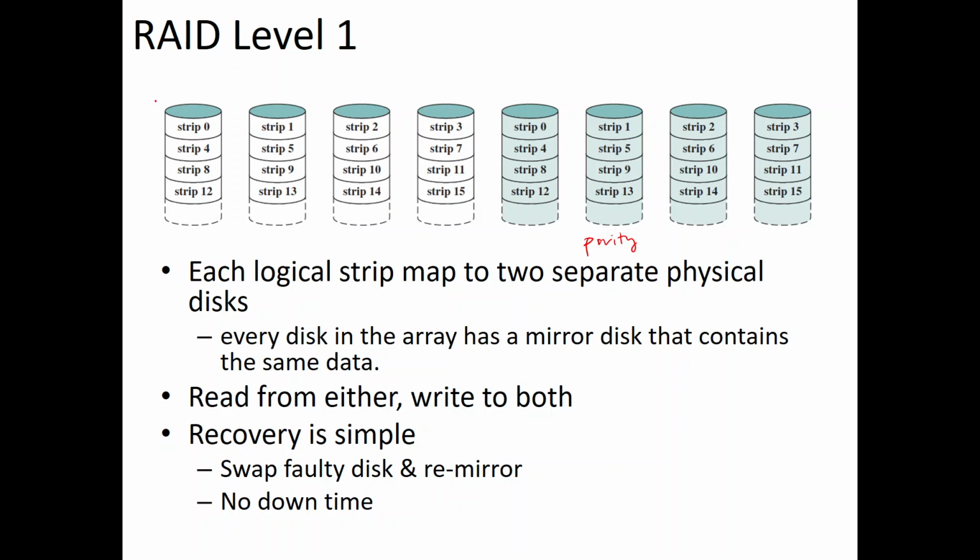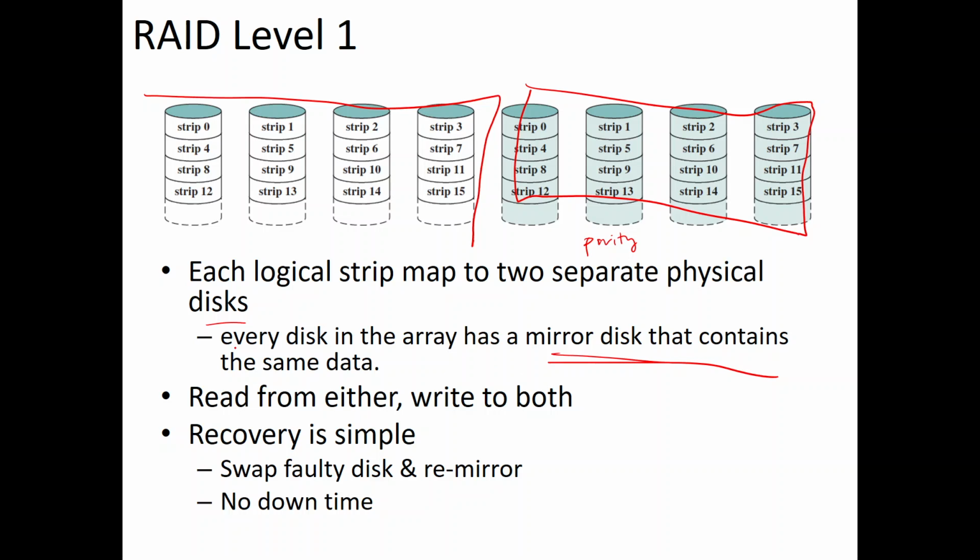Kalau kita tengok kat sini, this side and this side is the same. It's mirroring. Okay, it's mirroring. So each logical strip mapped to 2 separate physical disks. So every disk in the array has a mirror disk that contains the same data. Kalau kita tengok dekat situ. Okay, so a read request can be serviced by either of the 2 disks that contains the requested data. Okay. Whichever one involve the minimum seek time plus rotational latency. So it's quite fast because high performance lah sebenarnya.